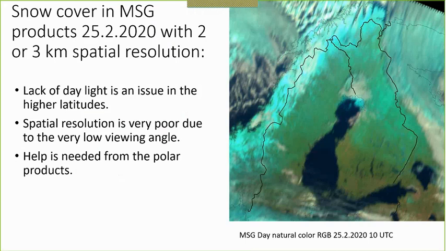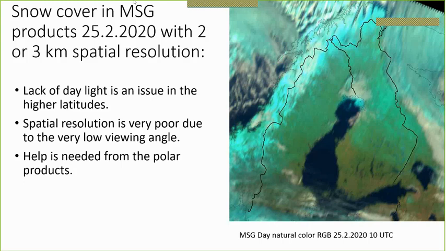VIIRS products that we have from the polar satellites that are really helpful for us in many ways, and especially now that we have clear skies, it's a nice way to look at the snow and ice cover here, because we don't have clouds. But first, I'll show you the couple of MSG products that we usually use.